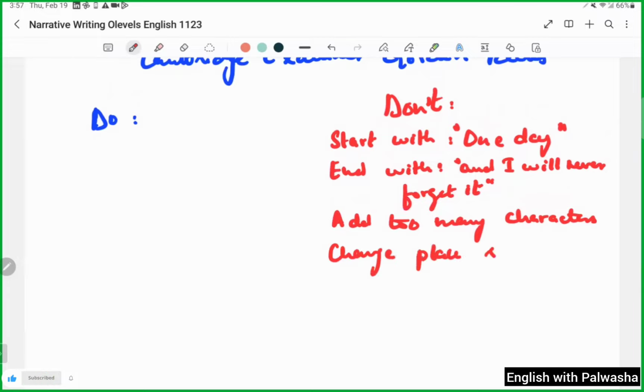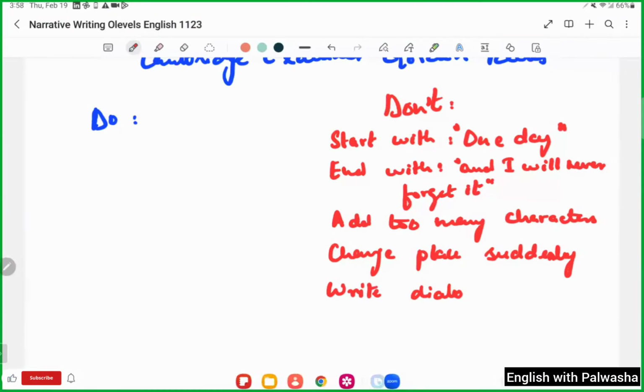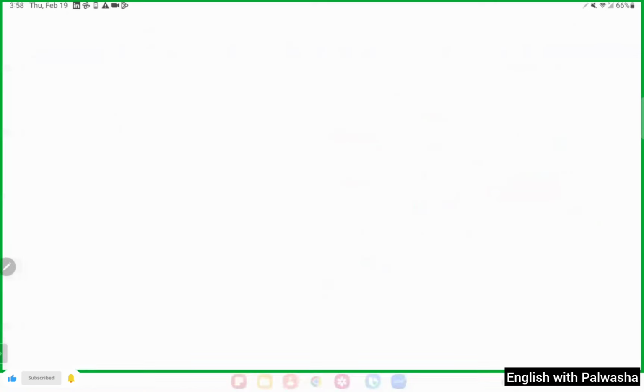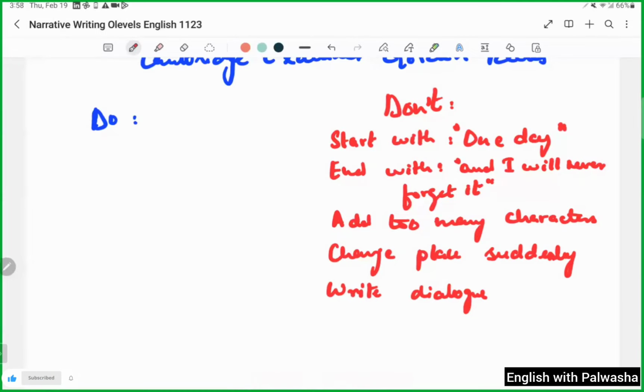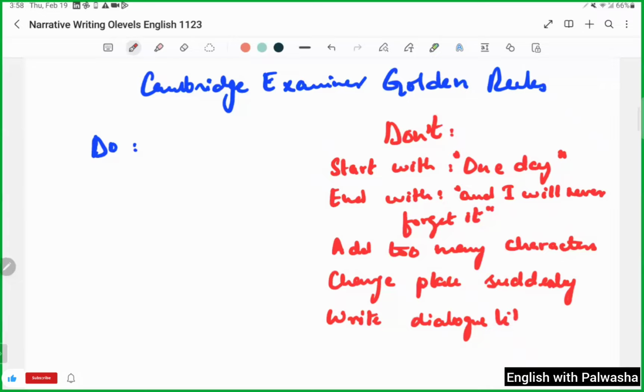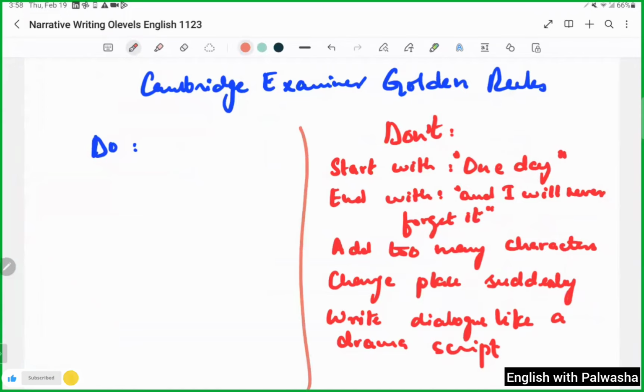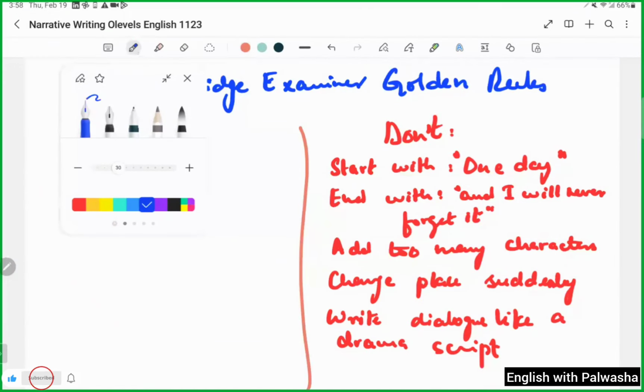Change the place suddenly. This is quite abrupt, and students do it and then they lose marks. If you are at one place, you need to keep your story at one place. But if you're moving towards the next place, it should be a smooth transition, describing everything in the narrative. And then there are the students who write dialogues in the stories. I'll never ever persuade you to write dialogues in the story. Writing a dialogue like a drama script, please don't do it. Okay? These are the things which must be avoided and should not be done in your exams.